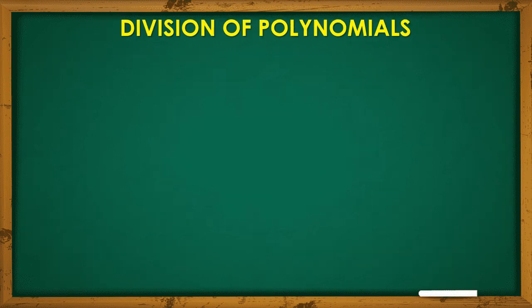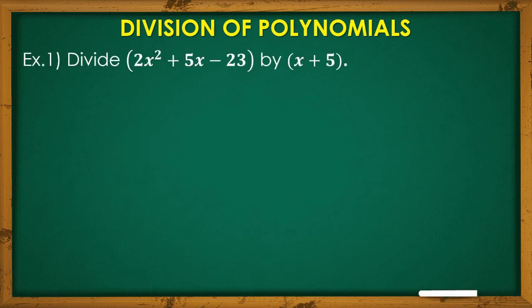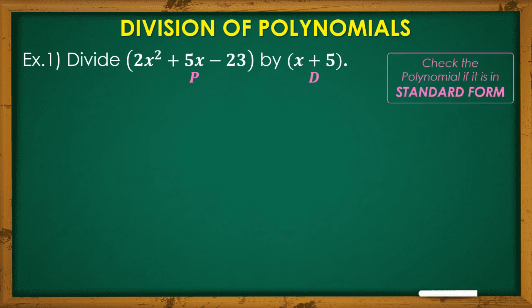For now, let's have an example of division of polynomials. Number 1. Divide 2x squared plus 5x minus 23 by x plus 5. This is our dividend, at ito naman ang ating divisor. Check the polynomial if it is in standard form. Bakit? Dahil ang standard form ang pinaka-convenient na form kung saan mas madali nating i-perform ang operations ng division of polynomials.